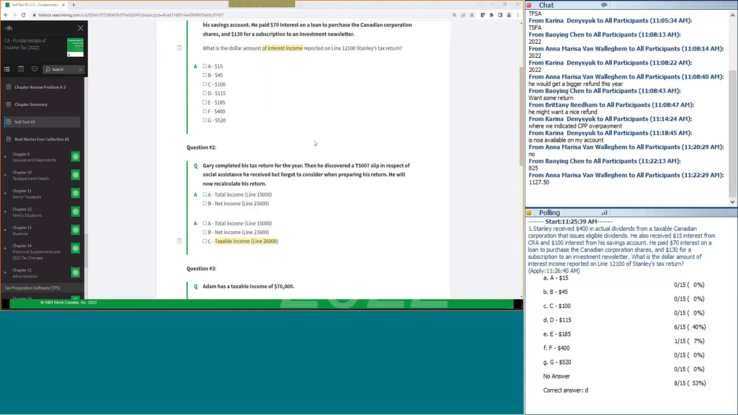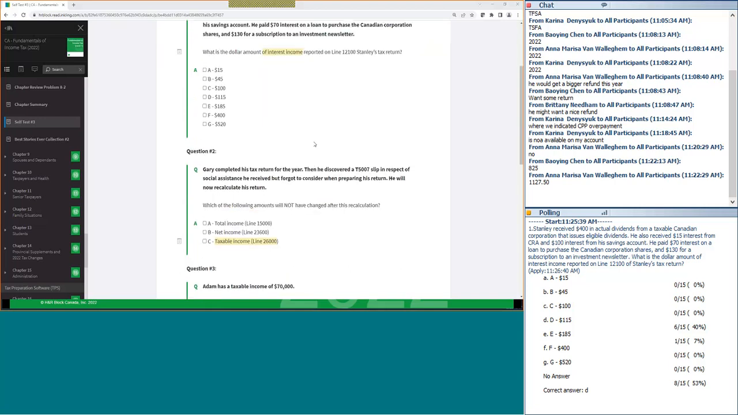All right, let's try number 2. Gary completed his tax return for the year. Then he discovered a T5007 for social assistance that he forgot about when he prepared his return. He's now going to recalculate his return. And let's see if you know which of the following amounts will be the same after we do the adjustment. So we've got total income, net income, or taxable income.